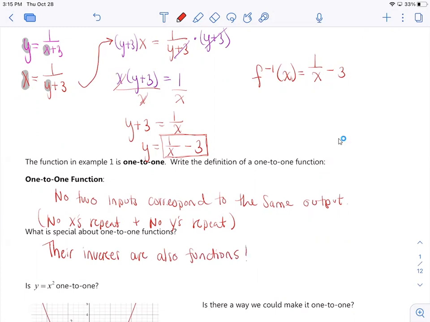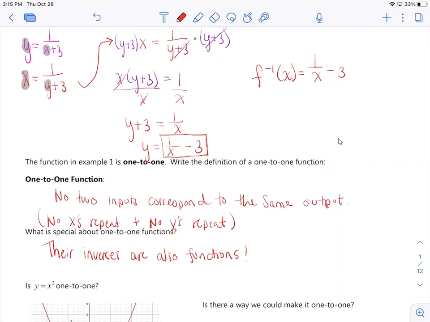So knowing that, when you were learning this, you would be given a graph and you would say, is this a function? And you would do that vertical line test. And then you might be asked, is the inverse a function? Well, then you would do that horizontal line test. A one-to-one function means every input is mapped to a unique output. That means that their inverse is also a function.